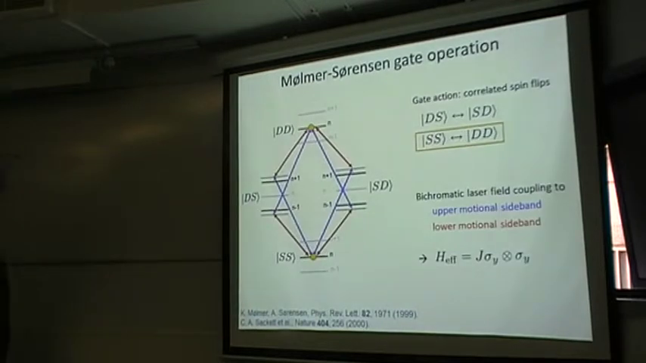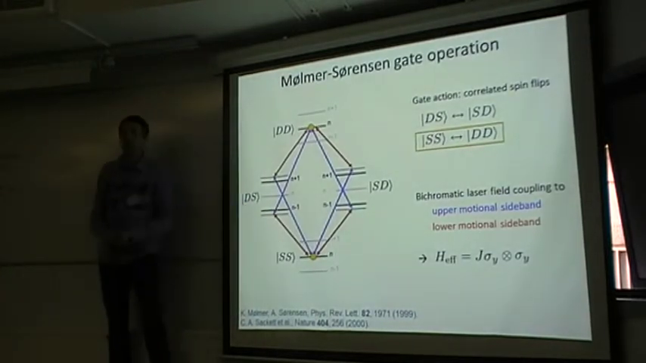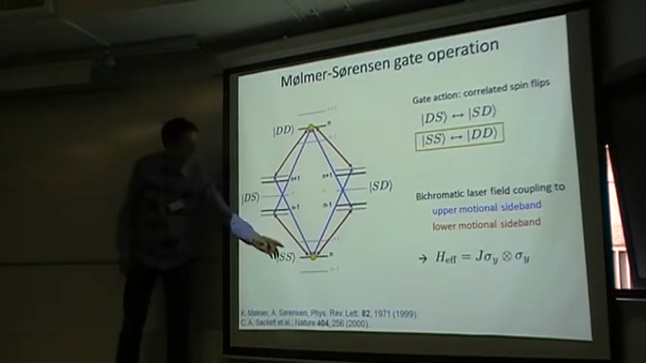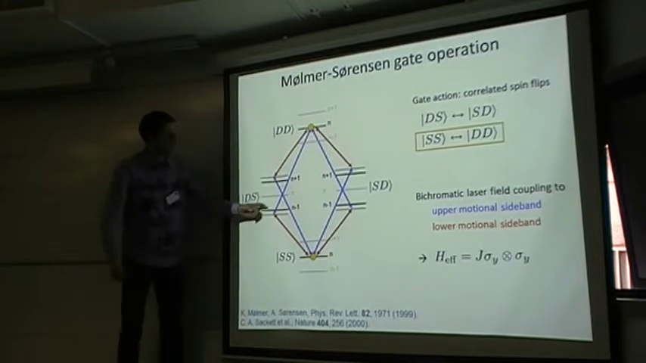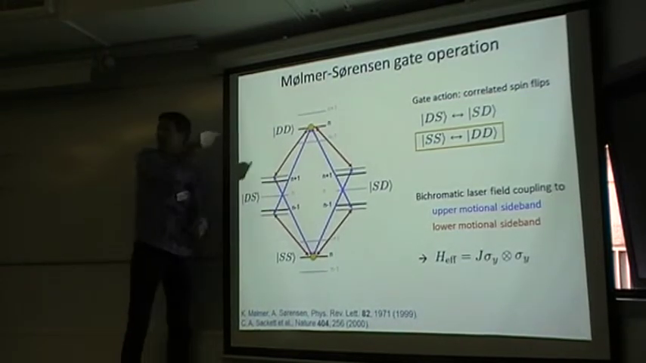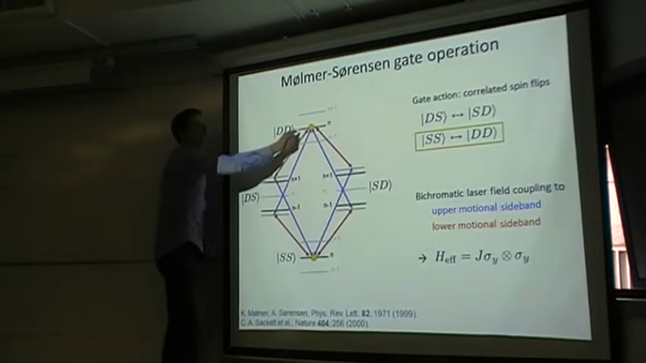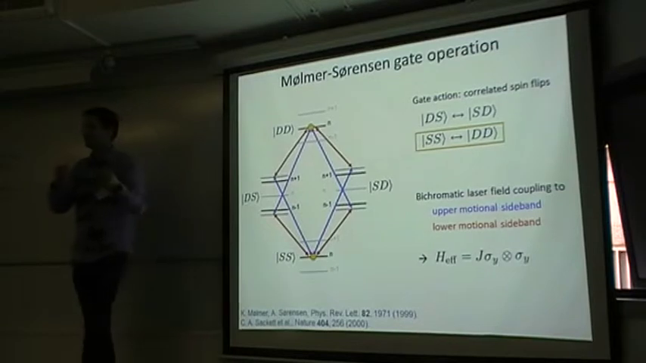I don't want to go too much into detail here. So the way it works is that you start, for example, in the SS state, and now you flip both of these ions, first the first one, and then the second one, and they actually exchange one phonon. So first the first one flips, puts one phonon in, and then the second one flips and takes this phonon out. So they actually exchange this phonon.